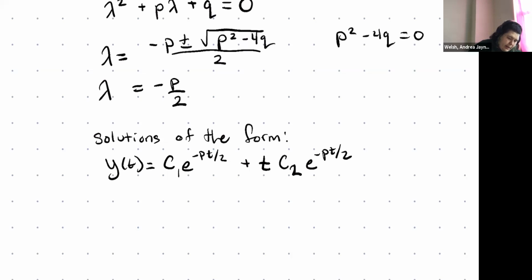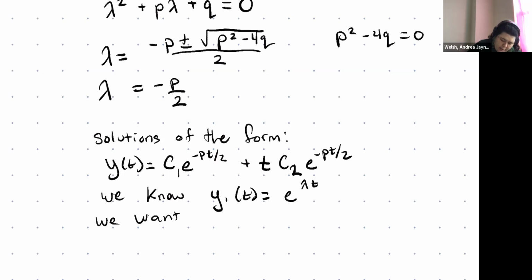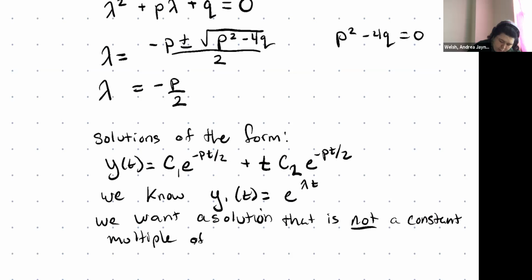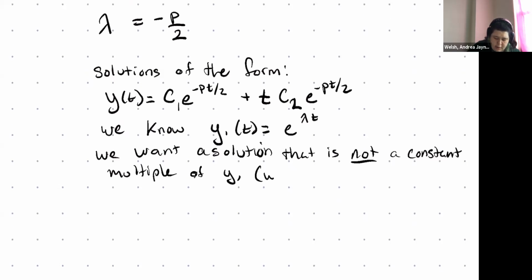So keep in mind that we know that one of our solutions is going to be e to the lambda t. And we want a solution that is not a constant multiple of y1, because we want linear independence for my solutions.